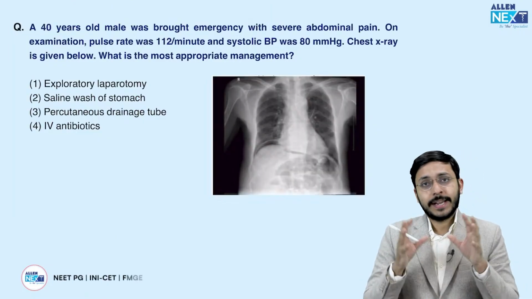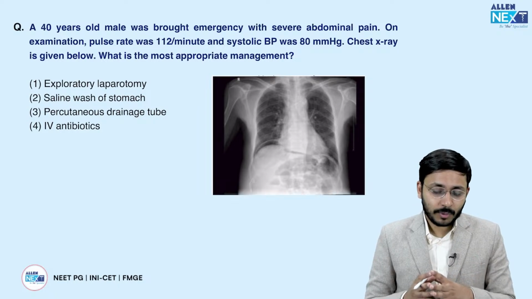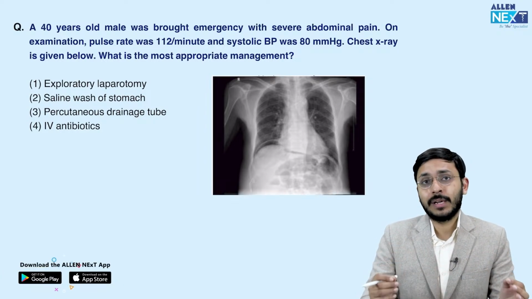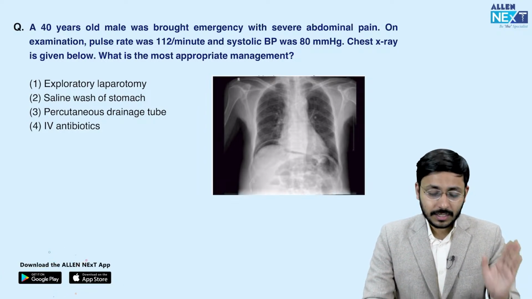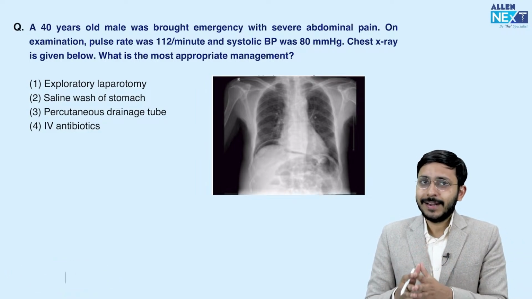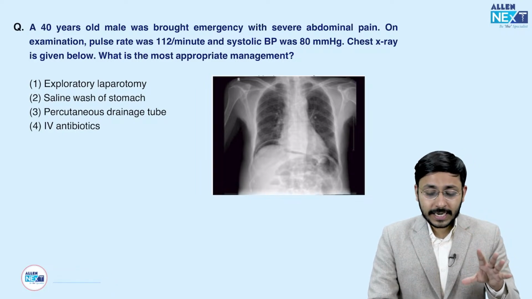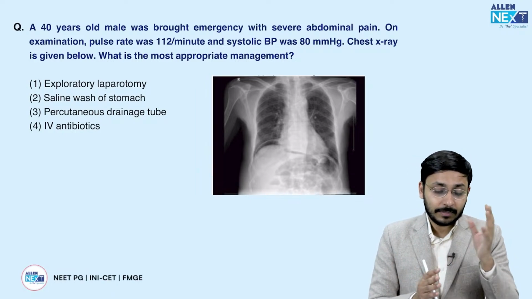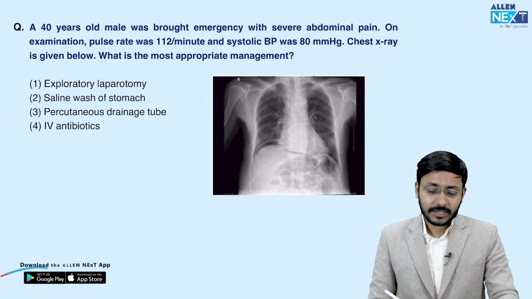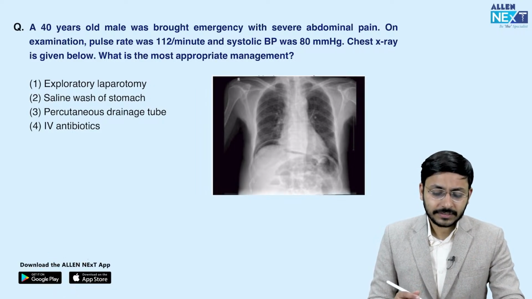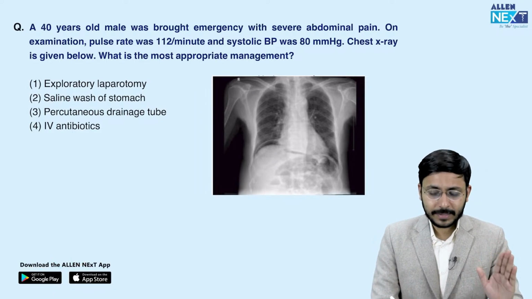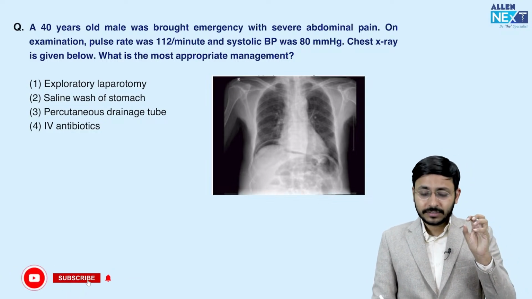Now, moving on to the next question. A 40-year-old male was brought to the emergency with severe abdominal pain. On examination, the pulse was 112 per minute and the systolic BP is 80 mmHg. So we know that the patient is hypotensive and has tachycardia. So the patient has hemodynamic instability, and a chest X-ray is given below.